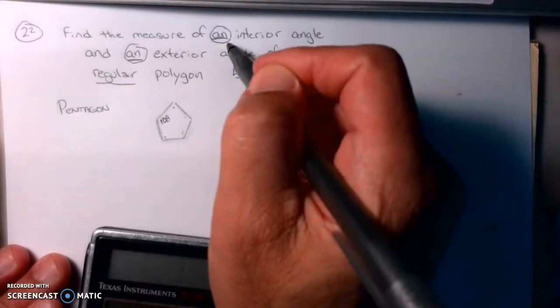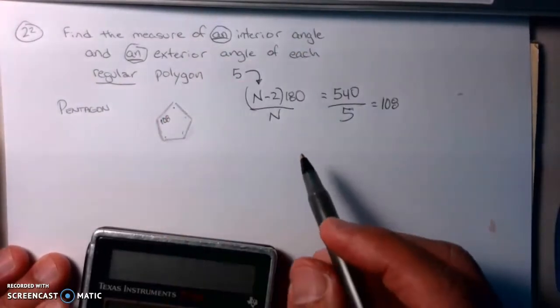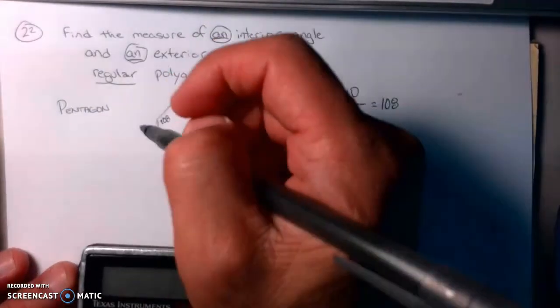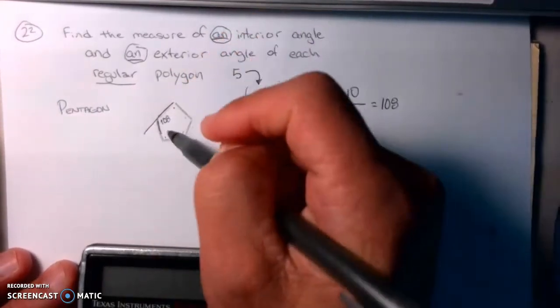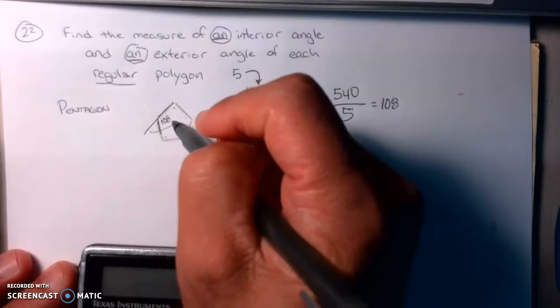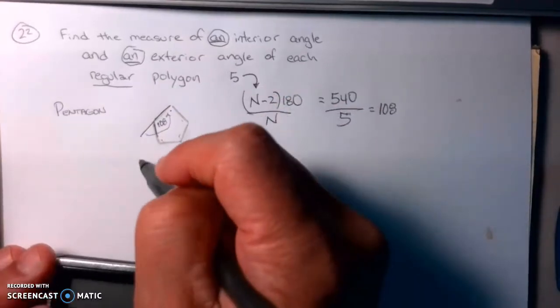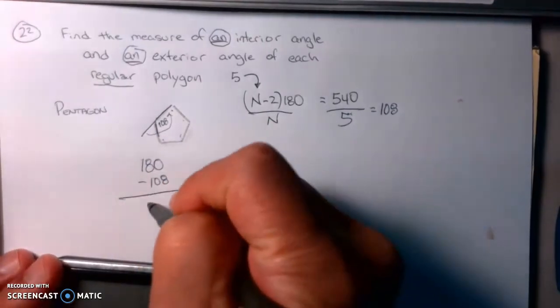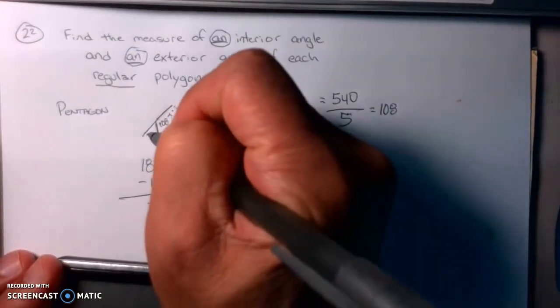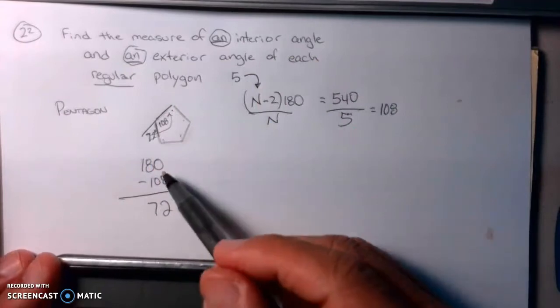That's the interior. They also want the exterior. There's kind of 2 ways you can do the exterior. You could just look at this one angle here that is 108. Together it makes a straight line. And so you can go 180 degree straight line minus 108, which is 72 degrees. So this angle out here is 72 degrees on the outside.